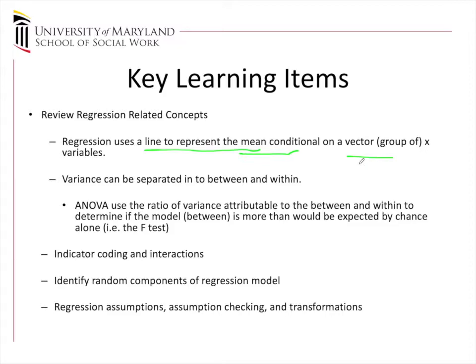We're going to talk about things like coding and interactions, which are pretty standard kinds of regression stuff that you have already worked on, and we're just going to review them. We're going to identify the random components of models that you already have worked with and thought about. You probably haven't thought about them as random components, but they are, and they are going to be the kinds of components that we are going to expand in the variance components models and then the other random effects models that we're going to use here.